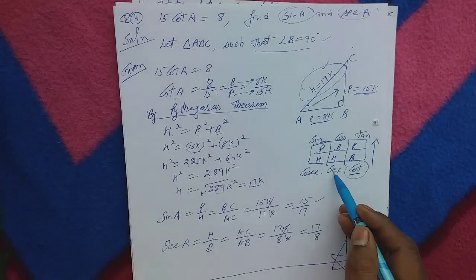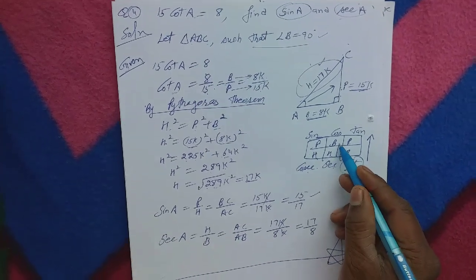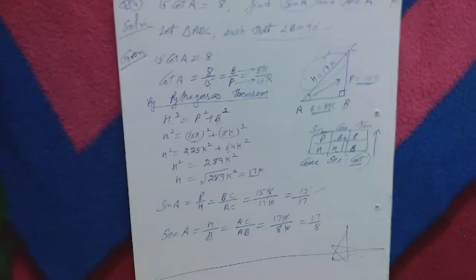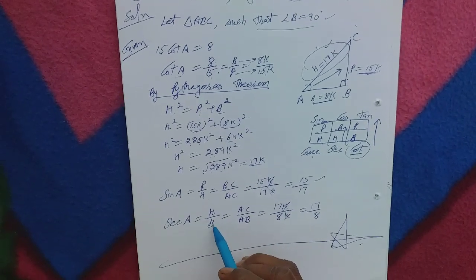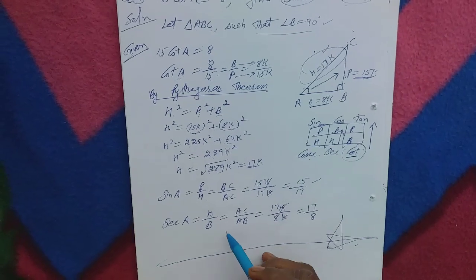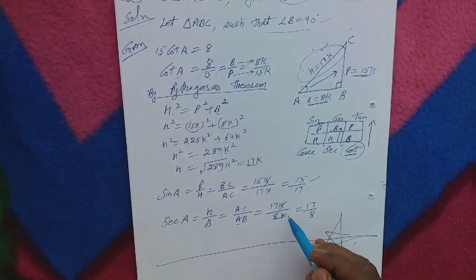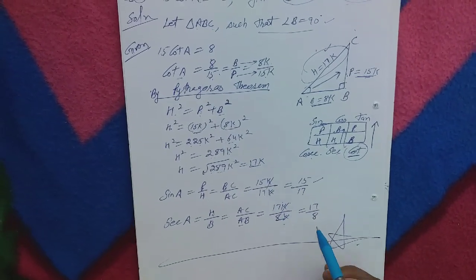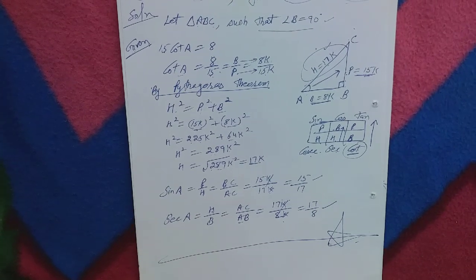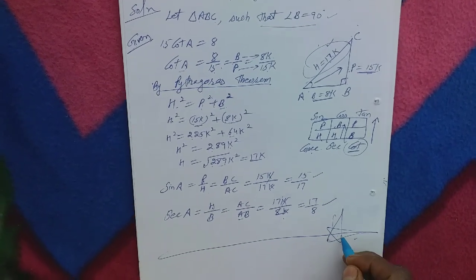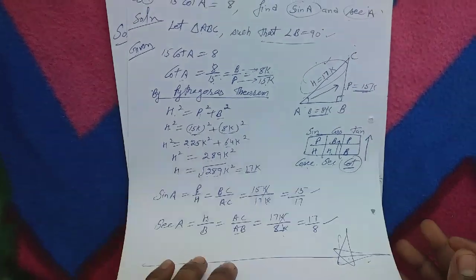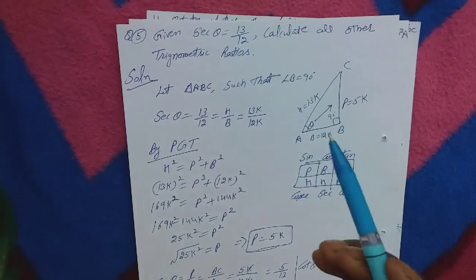Secant is h by b, from downward to upward. The value of h is 17k and AB is 8k. So k cancels with k, so left 17 by 8. That is the answer of the fourth question. Okay students, so next question 5.